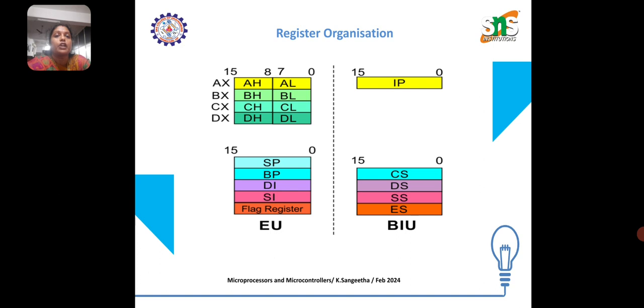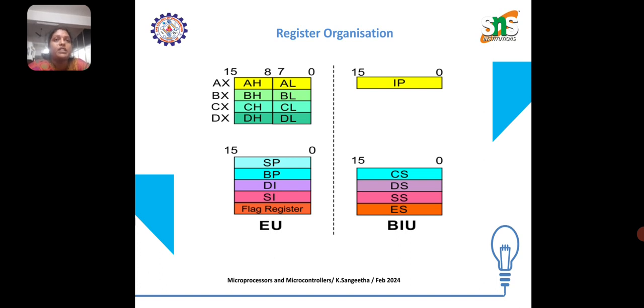AX, that is your accumulator, is used for arithmetic and data manipulation operations. AX can be accessed as two separate 8-bit registers, that is AH and AL. AX, BX, CX and DX registers are 16-bit wide. Even though they are 16-bit, they can be used as two 8-bit registers: AH, AL, BH, BL, CH, CL, DH, DL. AH means higher order byte, AL means lower order byte.